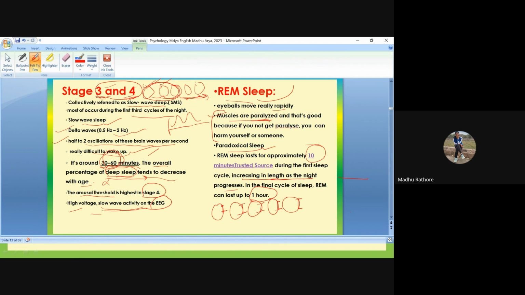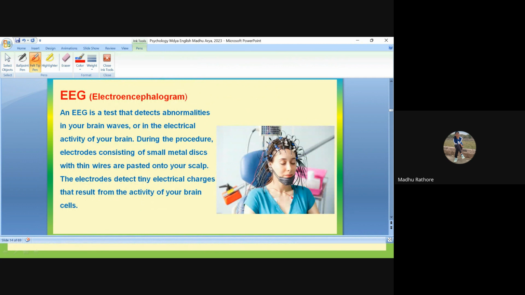Okay, should we move on? Yes, ma'am. So this is EEG, electroencephalogram. These are two or three machines we will discuss. Maybe in the exam they can ask questions from these machines also. Okay, what is EEG, what is the full form, why we should use it, how to use it. It is a test that detects abnormalities in your brain waves, or we can say the activity of our brain, only brain waves. So it simply measures brain waves. And there are different types of EEG present in the market. This is I think 64 channels, one is 32 channels. I used a 4-channel EEG in my master's.